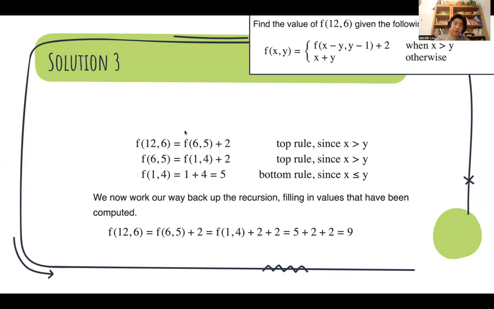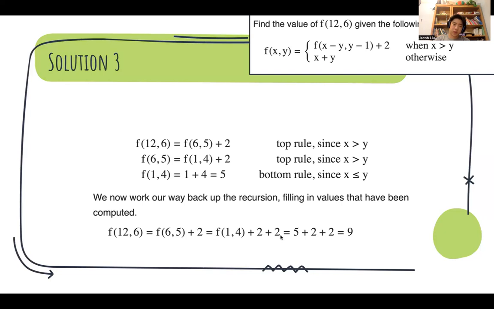So f of 12 comma 6 is equal to f of 6 comma 5 plus 2. This is the top rule. And f of 6 comma 5 is equal to f of 1 comma 4 plus 2. This is also the top rule since x is still greater than y. And f of 1 comma 4 is equal to 1 plus 4, which is 5, because x is less than or equal to y. And this is the bottom rule. Now again, we work our way back up the recursion, right?